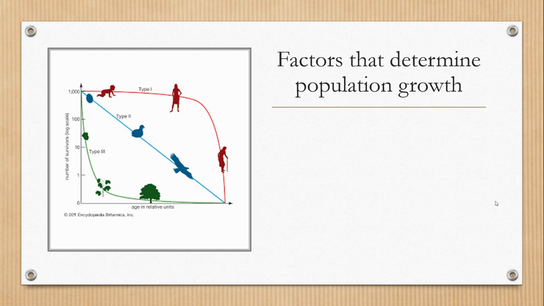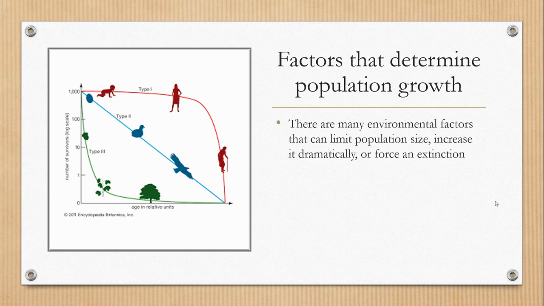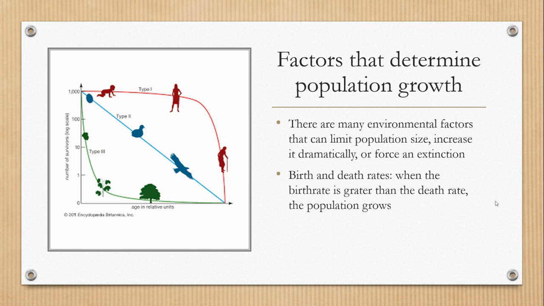So there's going to be different factors that determine how a population is able to grow. First being, well, there's many of these environmental factors that can limit population size, increase it dramatically, or force an extinction. We have, first of all, birth rates and death rates. So that's literally just when species or organisms are born and then organisms die. If you compare those two numbers, you can see is the population growing or is it decreasing?